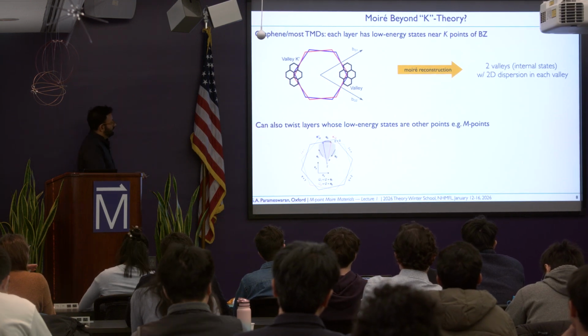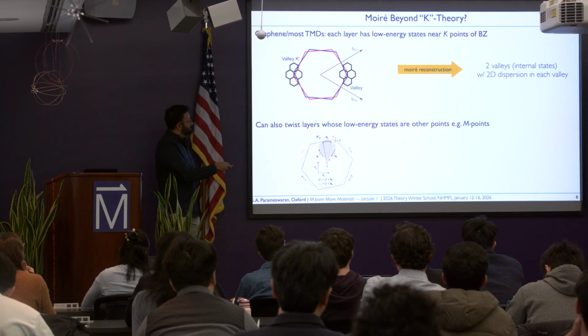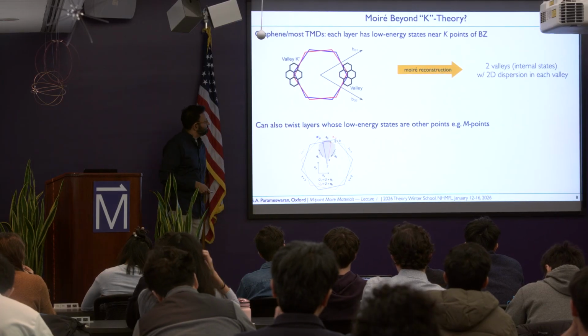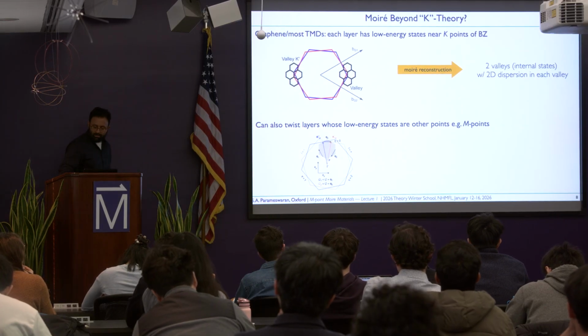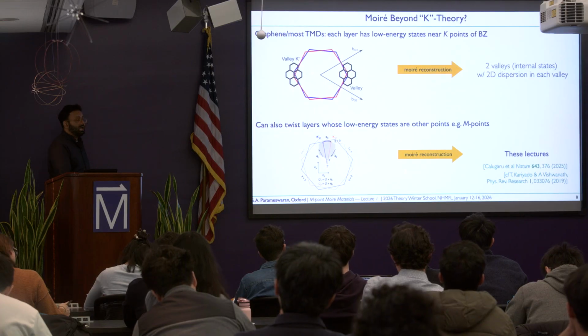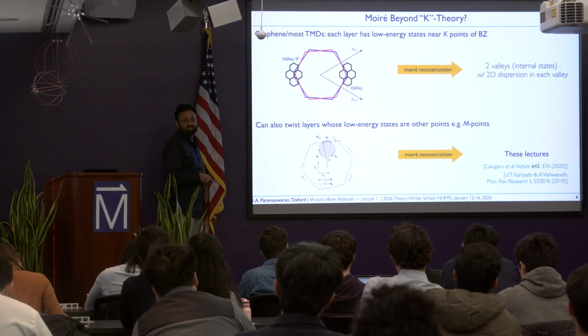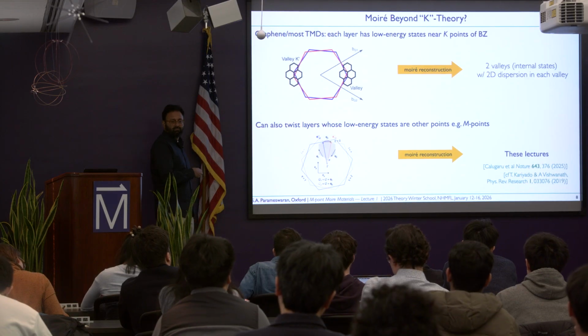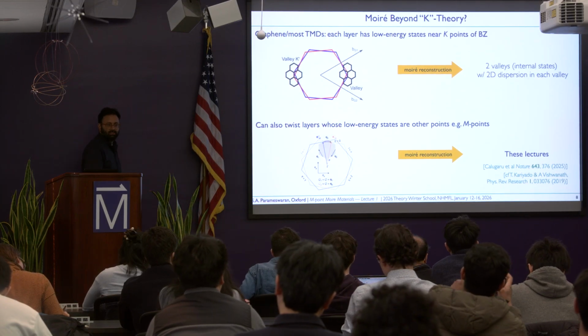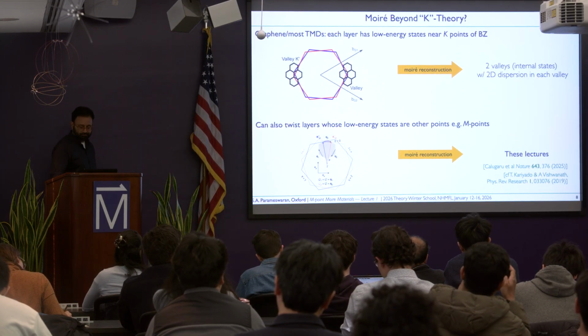We could also twist layers whose low energy states are at other points, for instance, the M points. And so what I'm going to tell you about in this pair of lectures is the story of what happens when you twist at the M points. That's the setting for what I want to do.